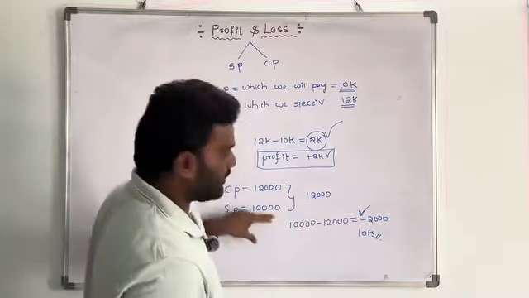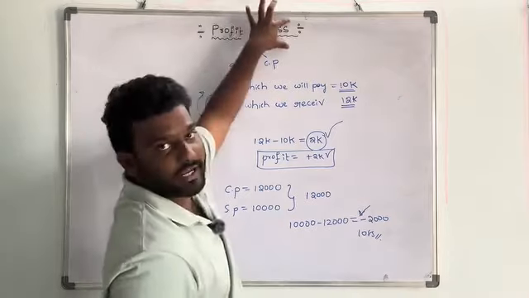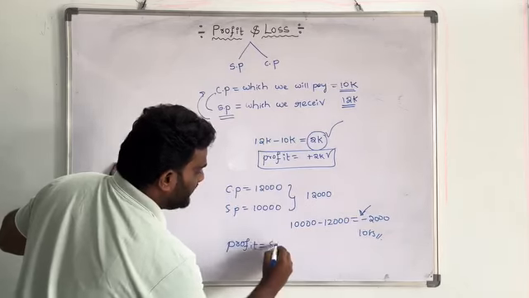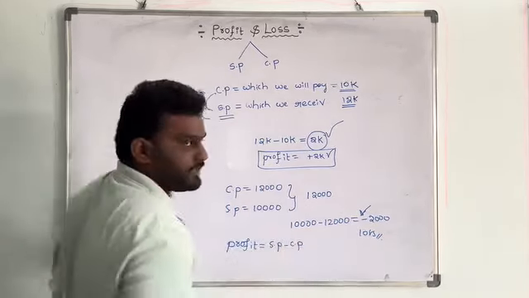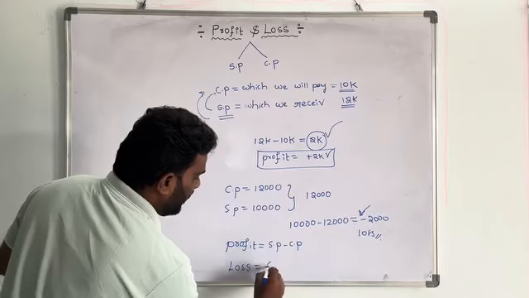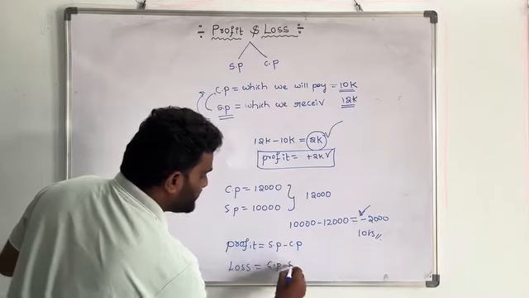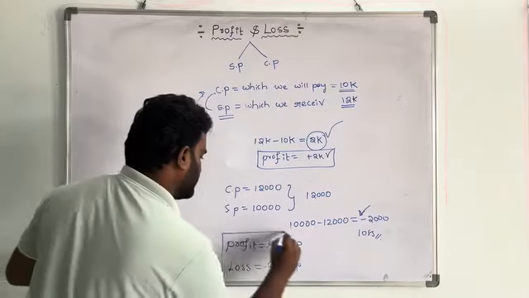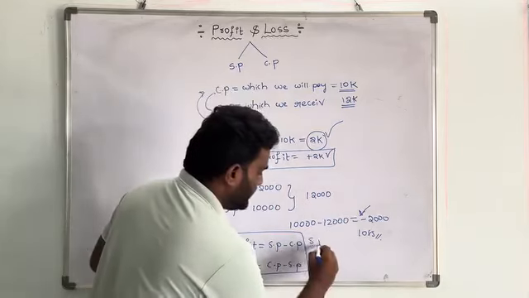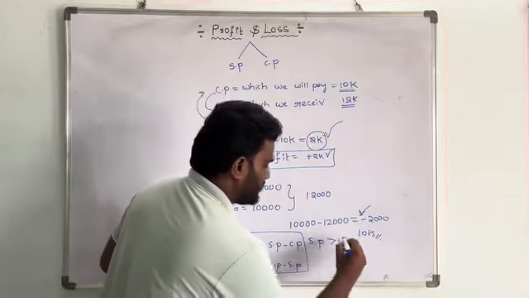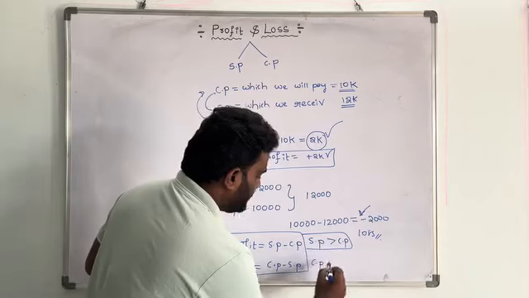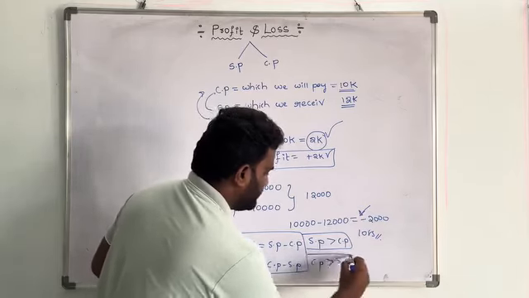So according to this concept, let me define profit and loss. Profit is nothing but selling price minus cost price. This is fixed. Now coming to loss. Loss is nothing but cost price minus selling price. This is the difference. So if you want to get profit, the condition is selling price should always be greater than cost price. If you want to get loss, the cost price should always be greater than selling price.